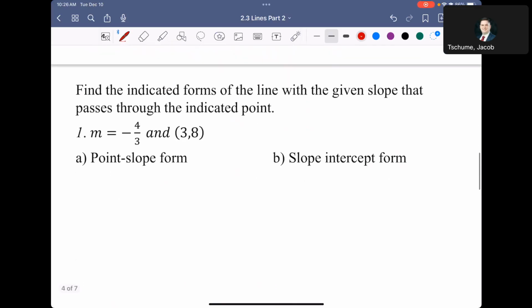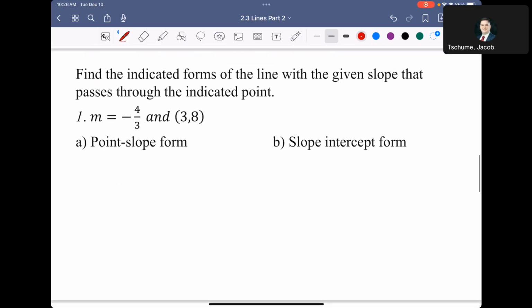All right, so let's do some examples with this new idea. So number 1, I would like you to find the indicated forms of the line with the given slope that passes through the indicated point. So on number 1, I've given you a slope of -4/3 and a point of (3, 8). And I want you to write the equation in point slope form and slope intercept form.